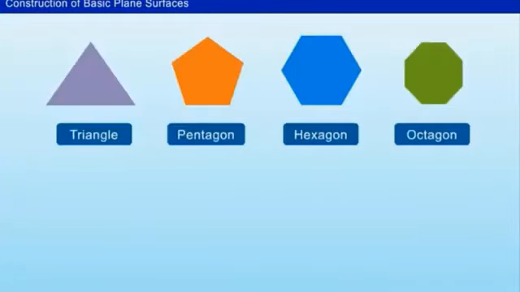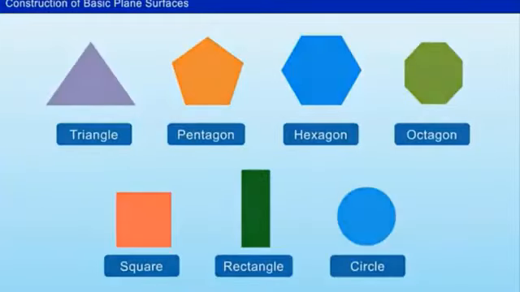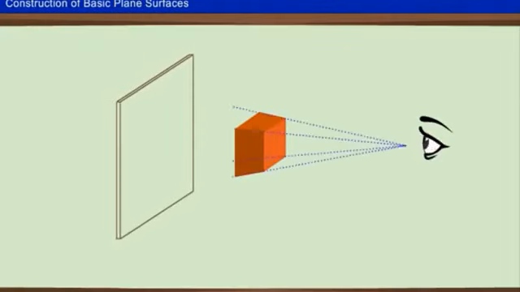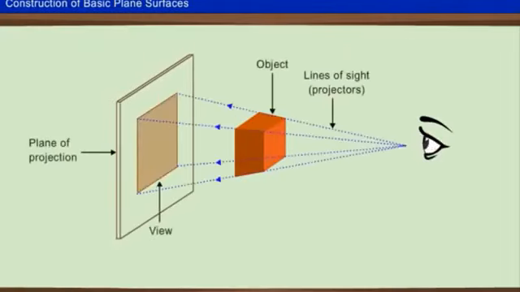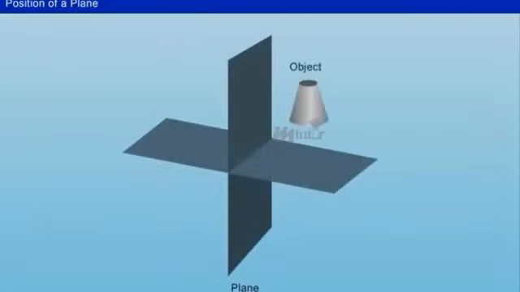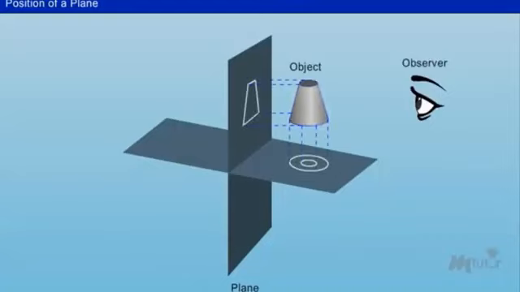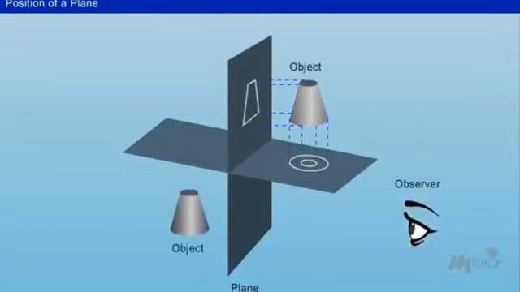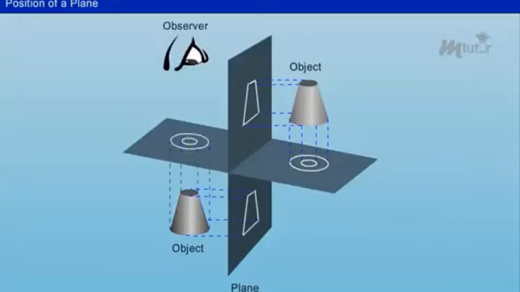These are all the general plane surfaces and the methods of construction. Now, let us discuss the position of a plane in first angle projection. Before getting to the topic, let us recall first angle and third angle projections. If the object is placed between the observer and the plane, it is called first angle projection. Whereas if the plane is placed between the object and the observer, it is third angle projection. First angle projections are more commonly used as they are easier to understand than third angle projections.